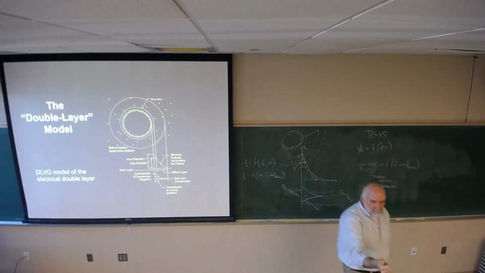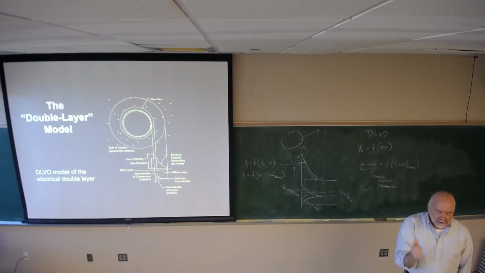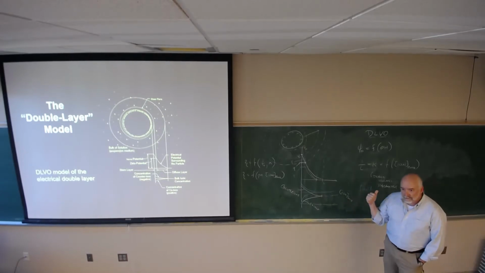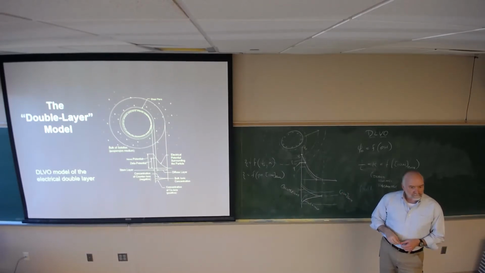So I move the pH away from the isoelectric point. I increase the Nernst potential. If I don't change the ionic strength, zeta potential goes up. If I increase ionic strength, I compress the double layer, zeta potential decreases. Got it? Okay, I'm going to do another.